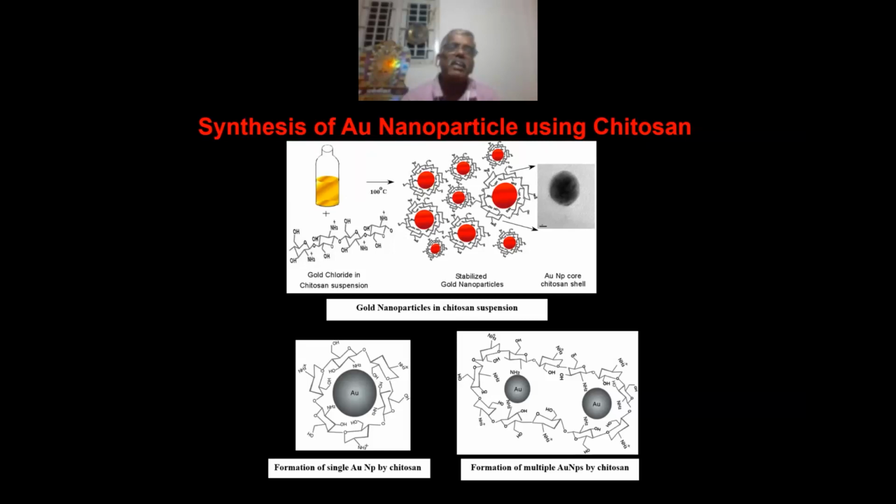Maybe the second part, then I will go with mostly the medical side. What is the role of nanotechnology in medical based application? This is what I'm going to discuss. If you have any doubt, anything as a part of the interaction, then you can interact with me, and I'm ready to answer. So then I will go for the second part of my talk.